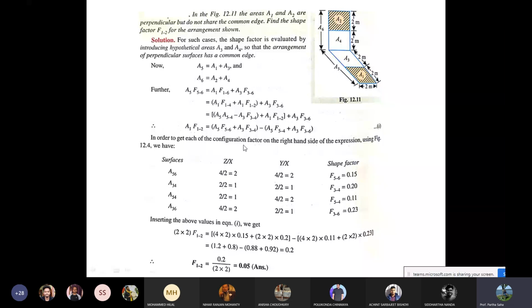Now in order to get each of these configuration factors, we know F for A56: Z by X, this is Z, this is X, 4 by 2, and Y by X, this is Y, this is X, 4 by 2. So you can use the expression in figure 12.4 and calculate the shape factor for each surface. Then you put these values with A1, which you already know, 2 by 2, and F12, and calculate F12 using the picture I have given in previous slides.